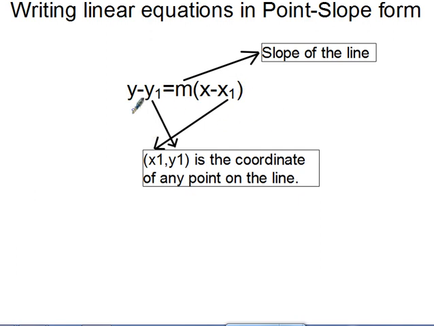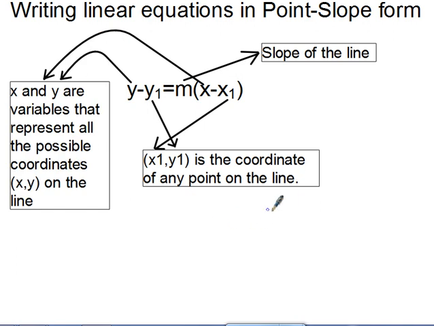Now recall that the x and the y are just variables that represent all the other possible points on the line. So every single point on the line is represented by the x and the y, and that's why they remain variables, because they represent multiple different points on the line. All right, so let's just take a quick look at a couple of examples.